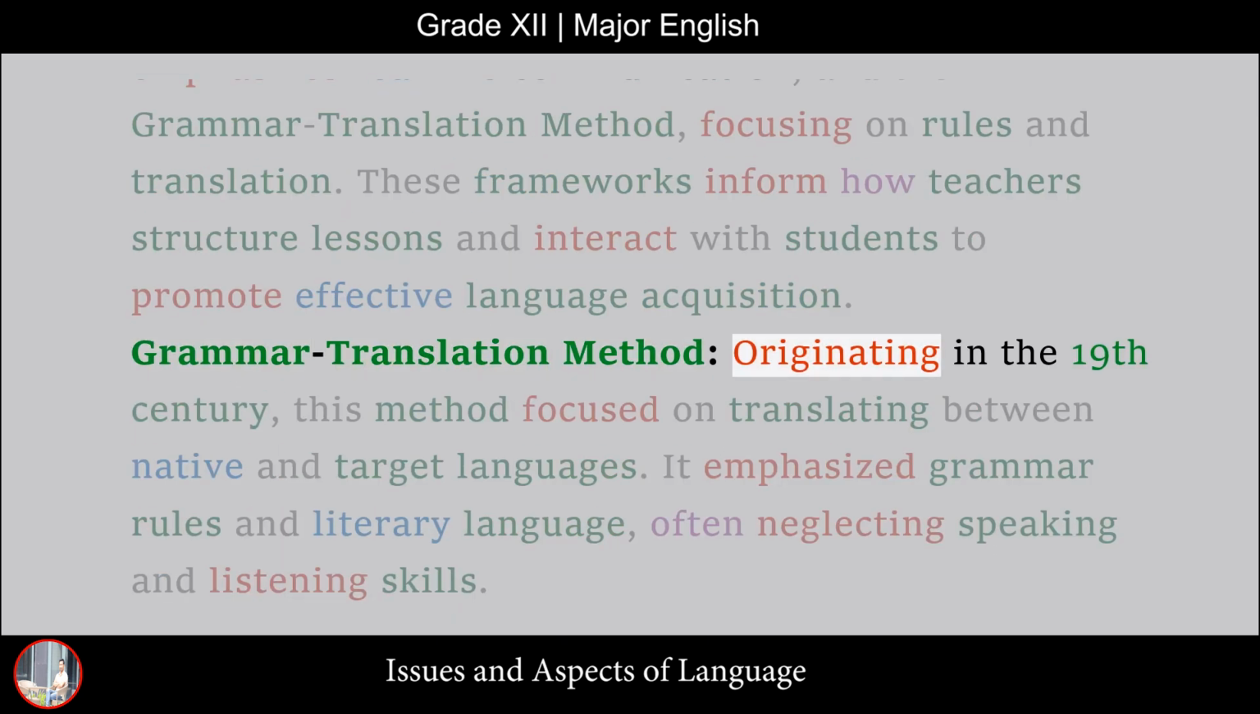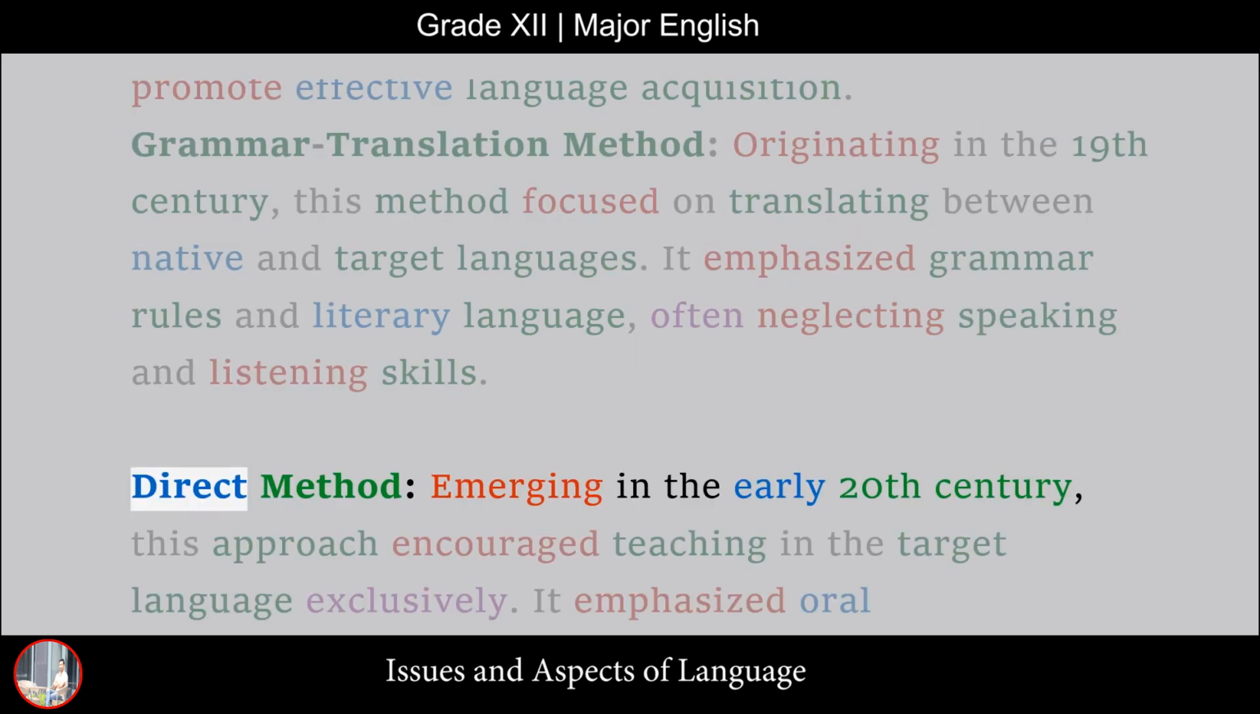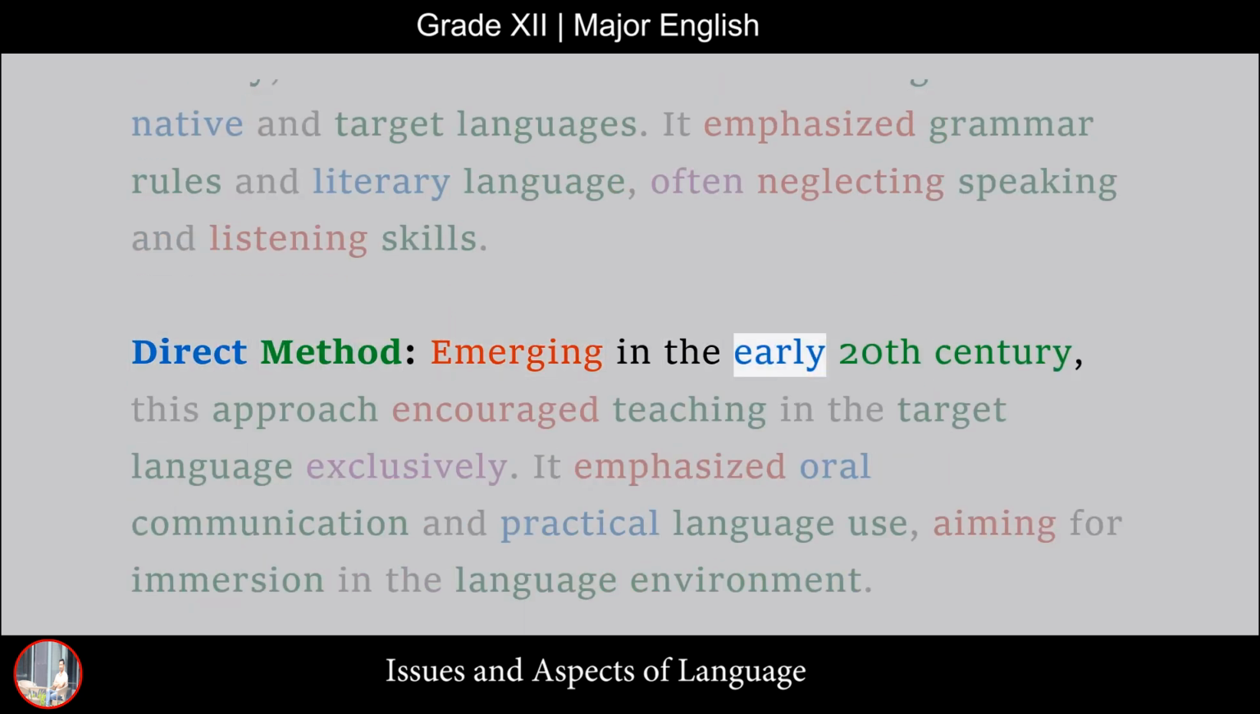Grammar translation method, originating in the 19th century. This method focused on translating between native and target languages. It emphasized grammar rules and literary language, often neglecting speaking and listening skills. Direct method, emerging in the early 20th century. This approach encouraged teaching in the target language exclusively. It emphasized oral communication and practical language use, aiming for immersion in the language environment.